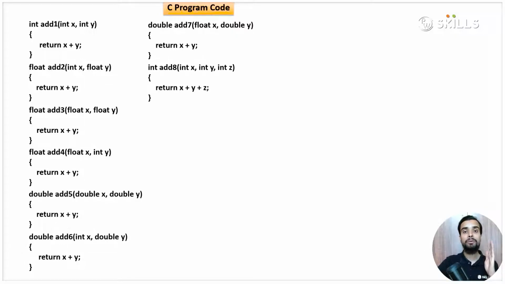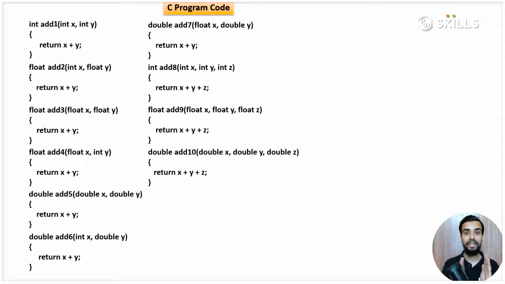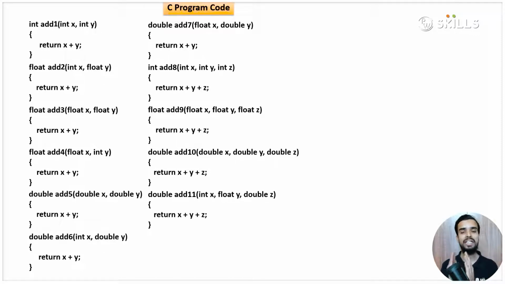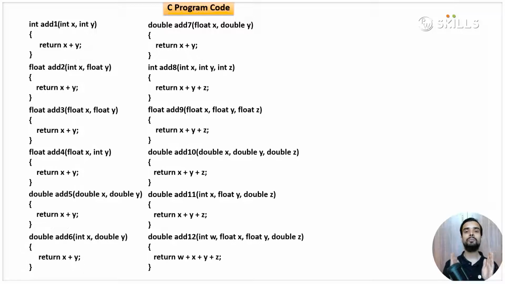This time, it would be performing the addition operation between three integer values. Another add function called as add9, which would be adding three floating point values. Another add function called as add10, which would be adding three double type of values. And another function called as add11, which would be adding one integer value, one floating point value, and one double type of a value. And finally, I would like to create the last add function called as add12, which would be adding one integer value, two floating point values, and one double type of a value.